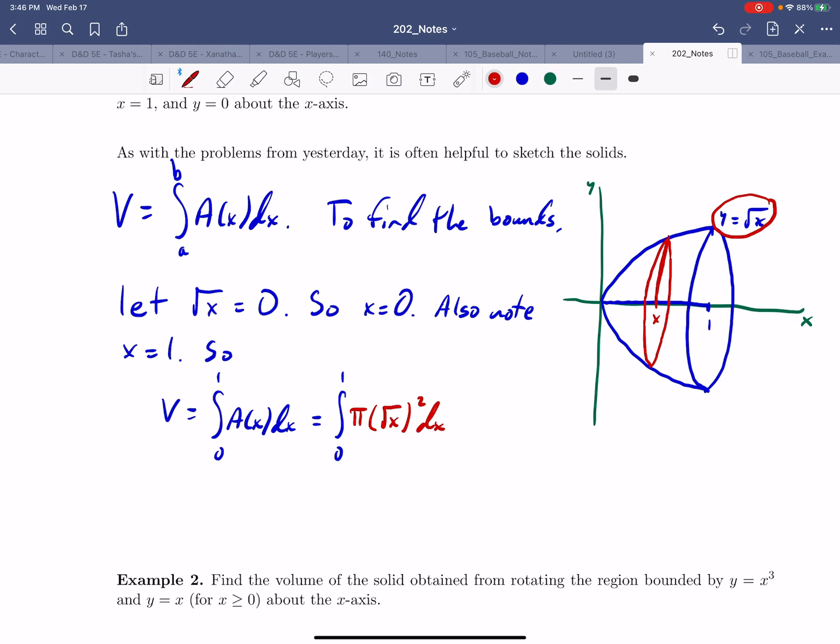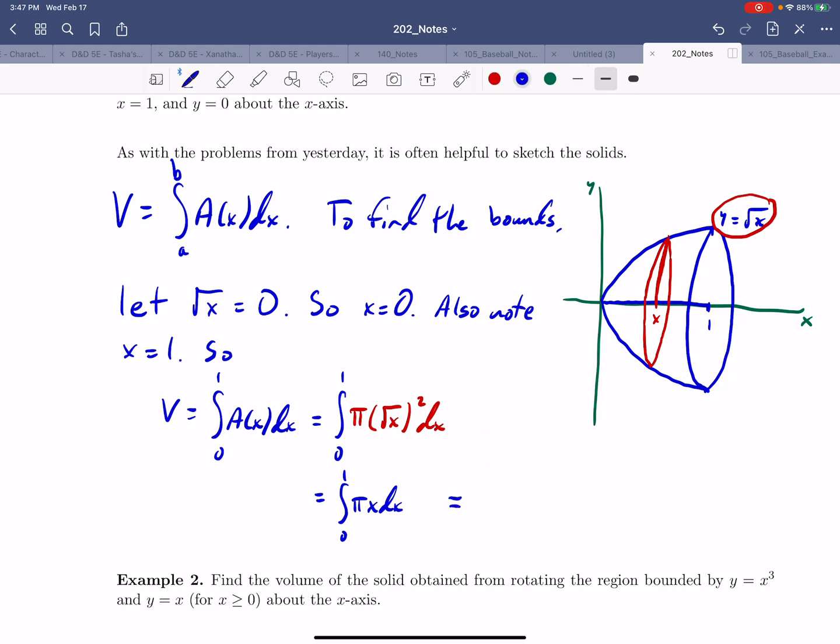And a lot of times, the area is the area of a circle. In fact, just about all the time that we do these problems, the area will be the area of a circle. And the height of the circle is often related to the height of the function, or it is just the height of the function, right? And so at this point, we can say that this is the integral from 0 to 1 of pi times x dx, and that's a pretty easy thing to integrate at this point, right?